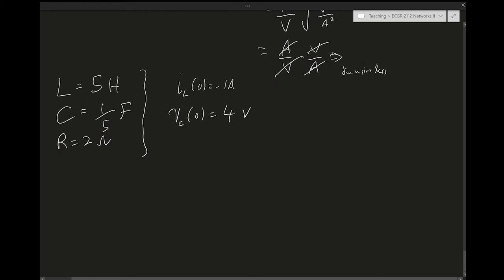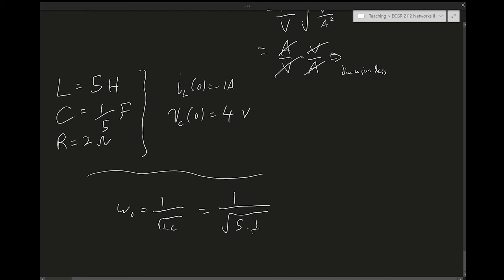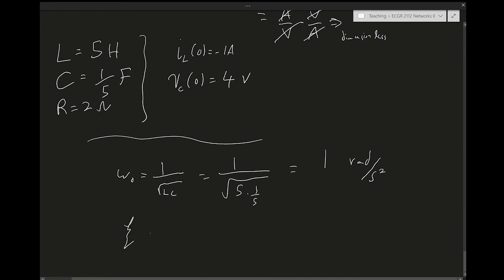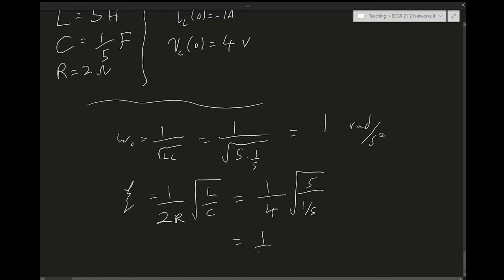Okay, so we said that omega naught equals 1 over square root LC. So this is 1 over square root of L is 5, C is 1 over 5, simple. Omega naught is just 1 radian per second. Okay, zeta is 1 over 2R square root of L over C. So R is 2, so it's going to be 1 over 4 square root of 5 over 1 over 5. We end up with one fourth square root of 25, which is going to be 5 over 4.